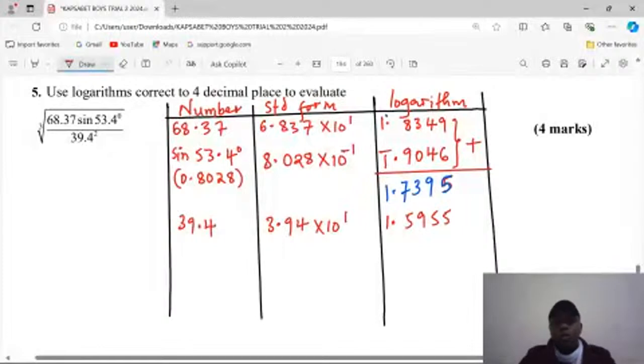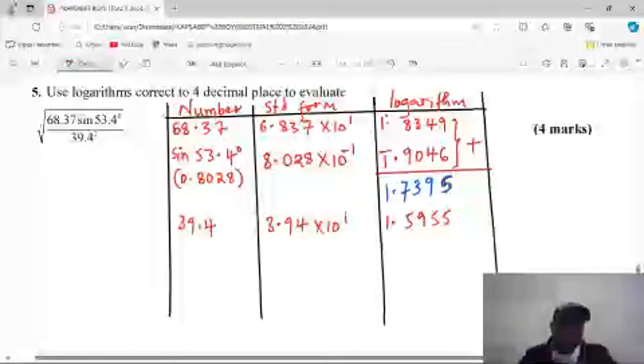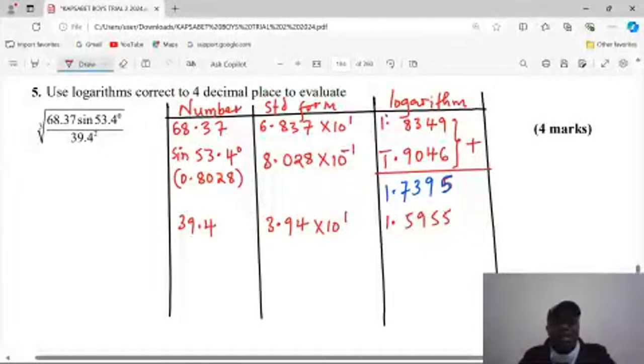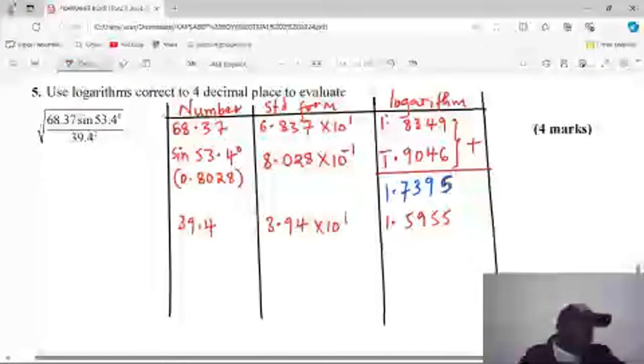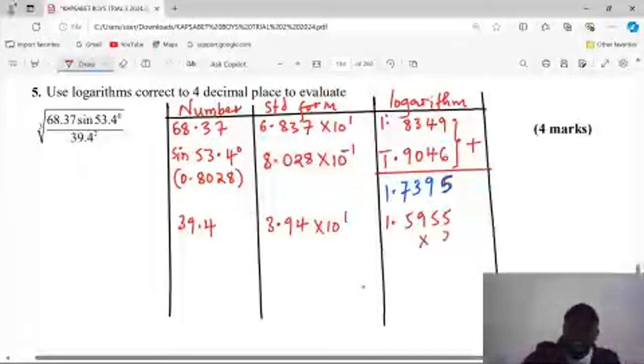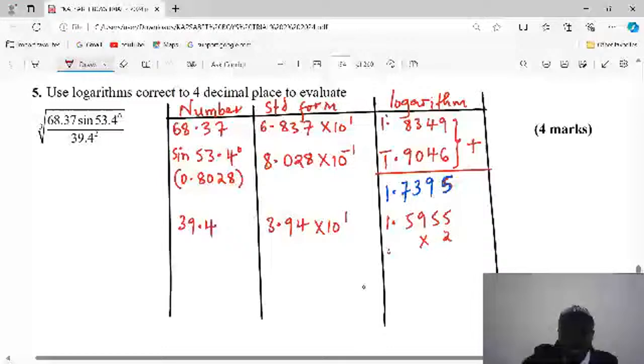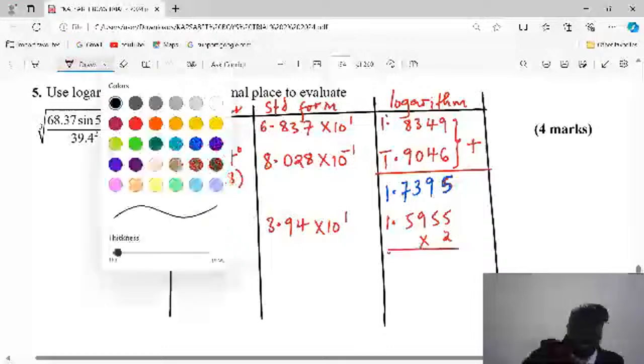Check something here. 39.4 has been squared. And therefore, when a number has been raised to a given power, we just multiply the logarithm by that power. So the power is 2, which means instead of squaring, for the logarithm side we just multiply by 2. If it was power 3, we would have multiplied by 3. Remember, when it is a root, we divide. So when it is a power, just multiply. Let me give you the multiplication.